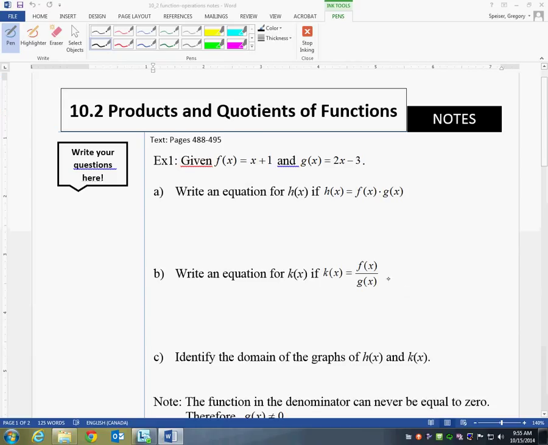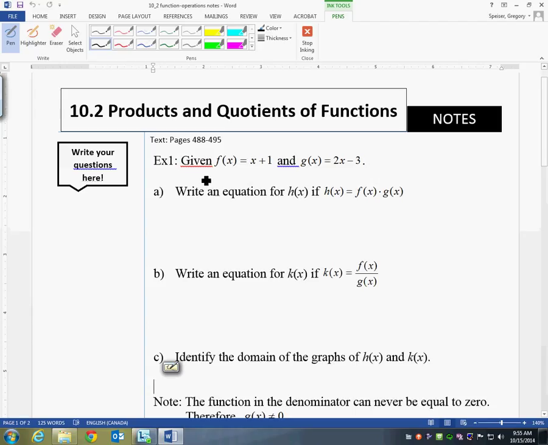This is 10.2, products and quotients of functions. Now the previous one was sums and differences, and this works exactly the same, products and quotients of functions. It goes with text pages 488 to 495, and we will be receiving those textbooks shortly.